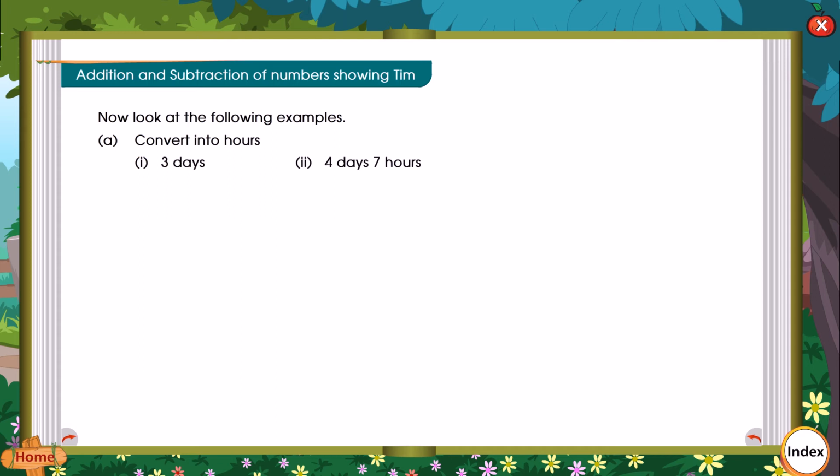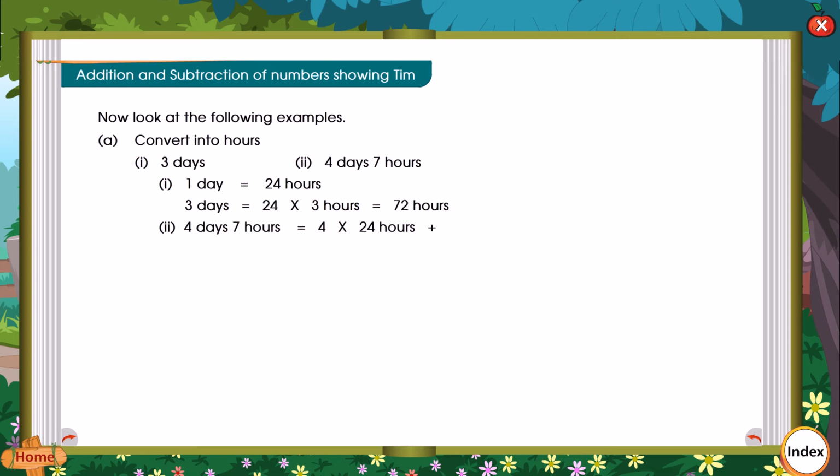1. 1 day is equal to 24 hours. 3 days is equal to 24 into 3 hours, which is equal to 72 hours. 2. 4 days 7 hours is equal to 4 into 24 hours plus 7 hours, which is equal to 96 hours plus 7 hours, which is equal to 103 hours.